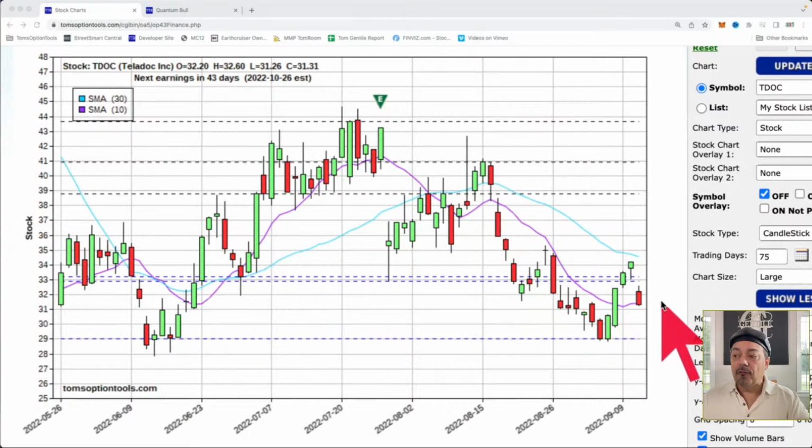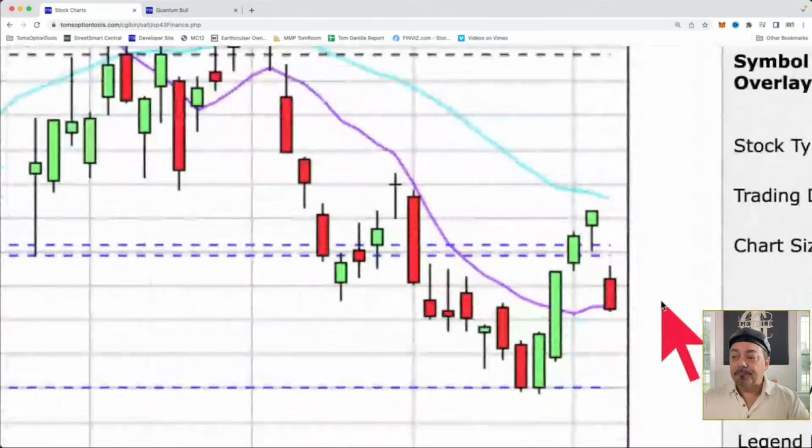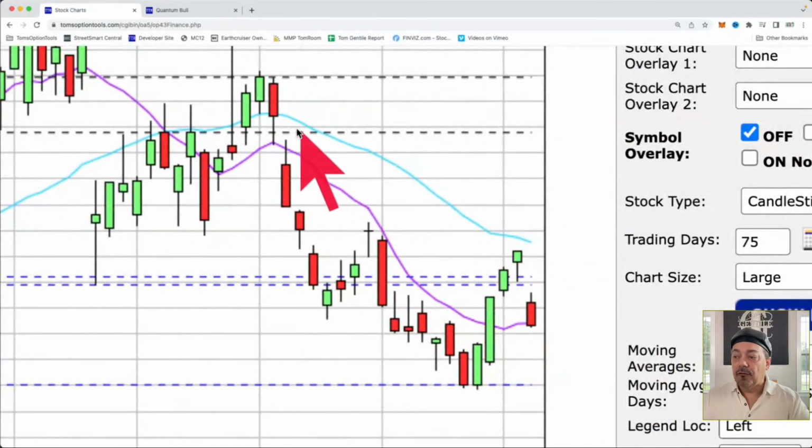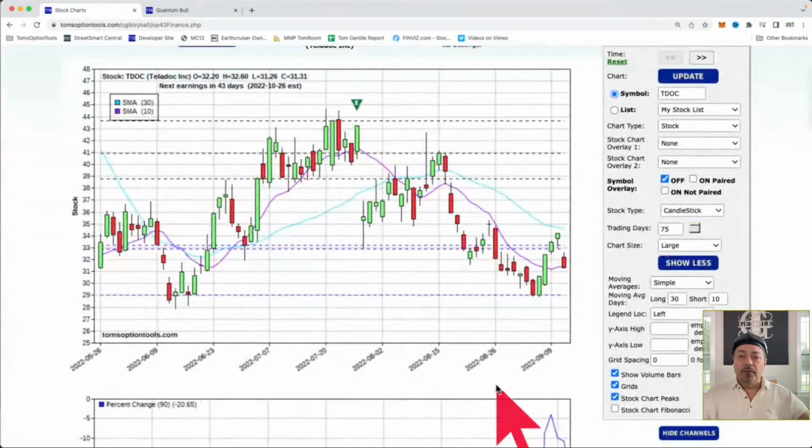And here's a really interesting thing, Eric: Teladoc might even continue to extend because we're seeing separation happening between that 10 and 30 period moving average. And we're seeing, again, what happened yesterday could take us back down to 29 and even below 29 for that move to the downside. That's all well and good, folks, okay?